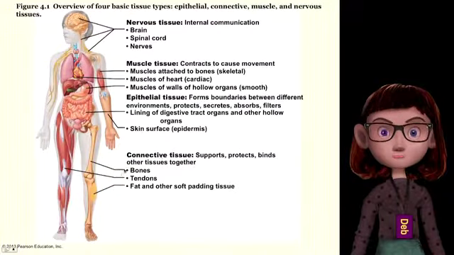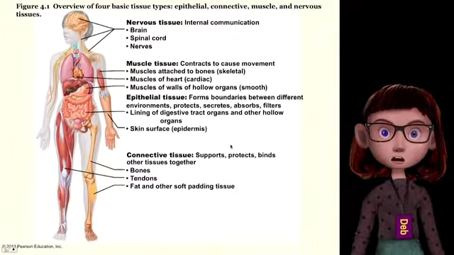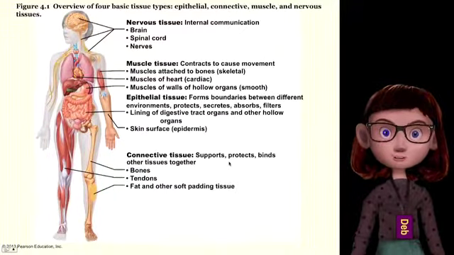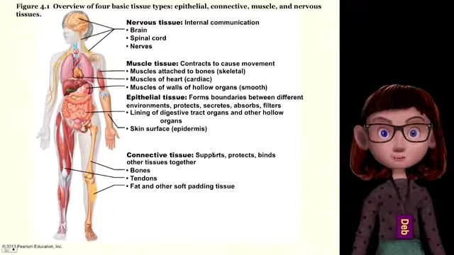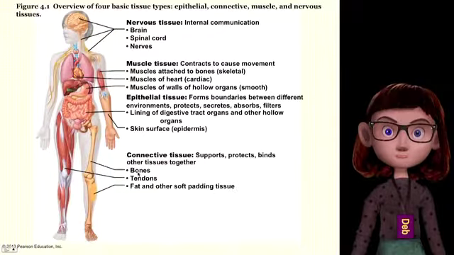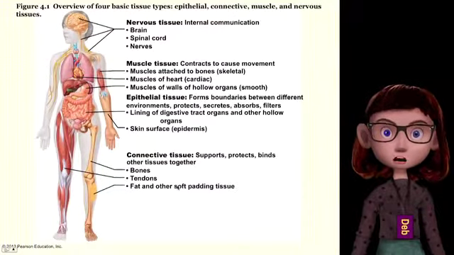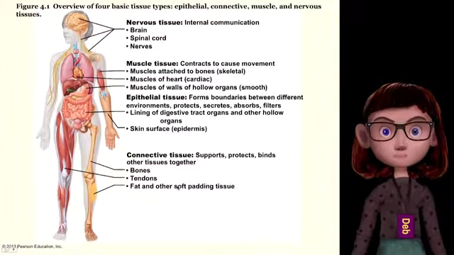Connective tissues. There are many types of connective tissues in the body. Many of the connective tissues provide the function of supporting, protecting, and binding other tissues together. But connective tissues also include bone, of course, tendons, fat or adipose tissue, and also blood. So we'll be discussing each of these.